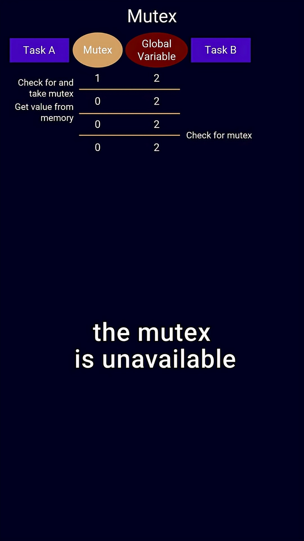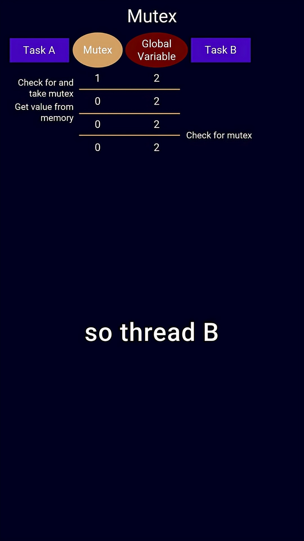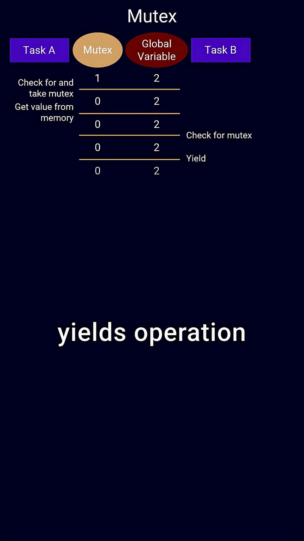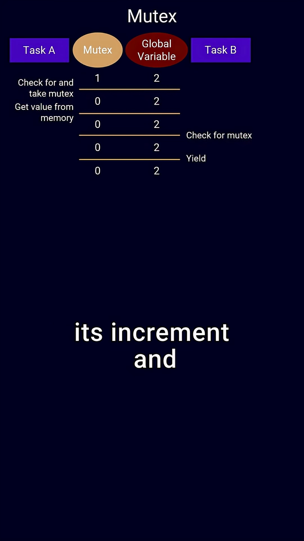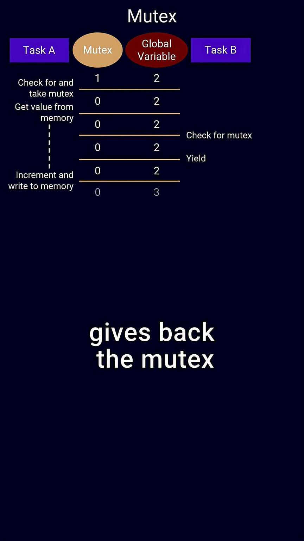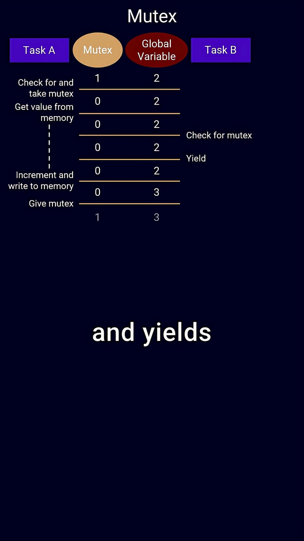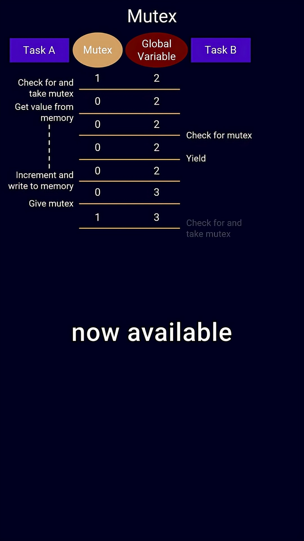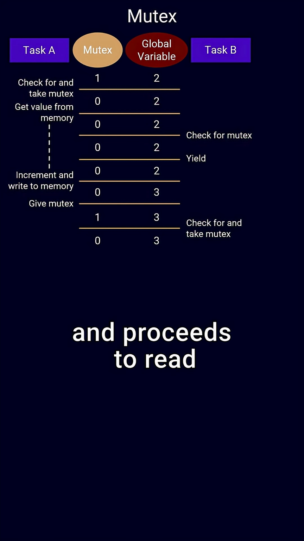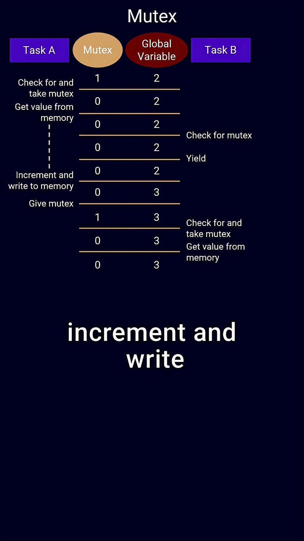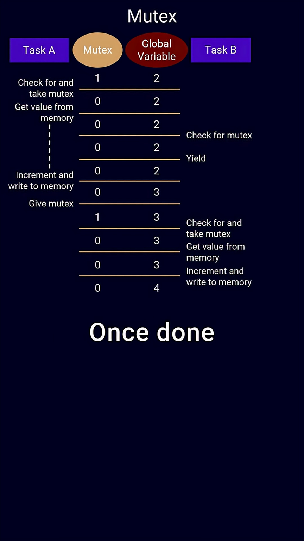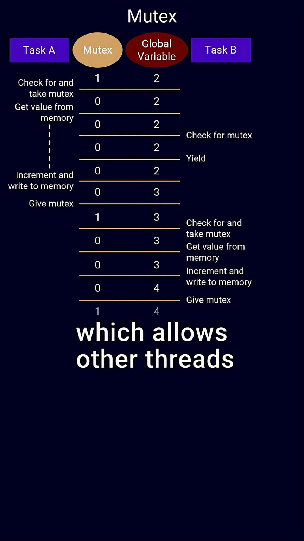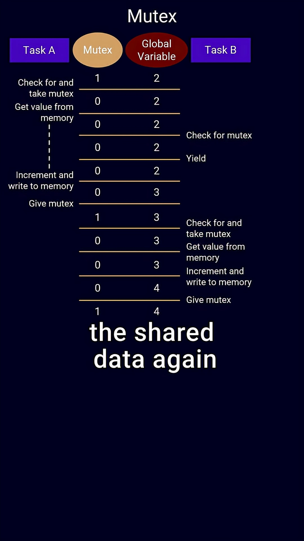It finds that the mutex is unavailable, so thread B yields operation. Thread A finishes its increment and write cycle, gives back the mutex, and yields. Thread B sees that the mutex is now available, takes the mutex, and proceeds to read, increment, and write the shared value. Once done, it gives back the mutex, which allows other threads to work with the shared data again.